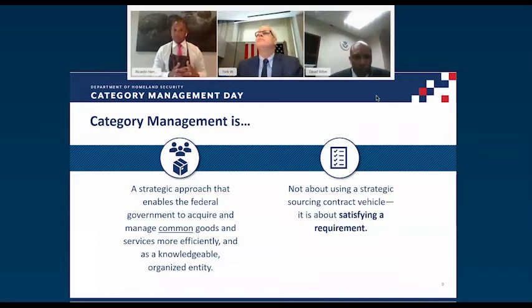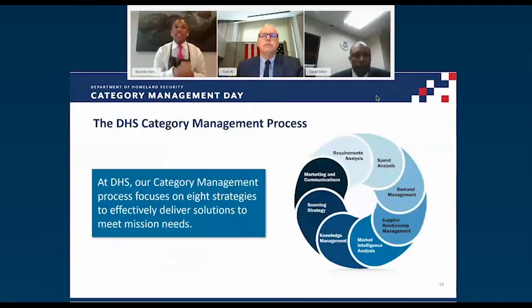And we mentioned that this morning. It's not about SSVs. It is really about satisfying a requirement. How we satisfy that requirement really drives category management principles, and that is why we at DHS have a specific process for category management in how we execute it. So, as a reminder, we mentioned in the first session this morning, so next slide, that category management extends beyond contract consolidation and use. It is not just about SSVs.